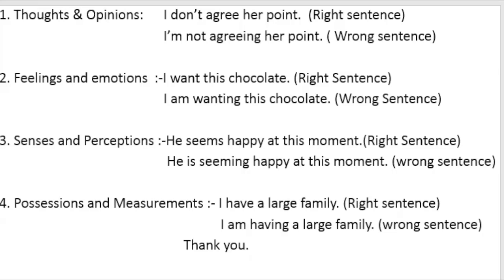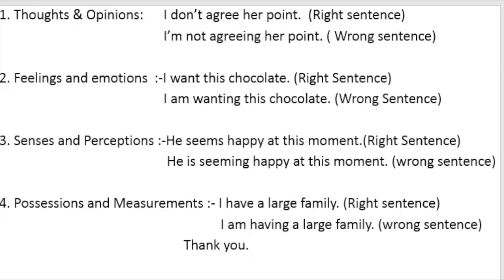Senses and perceptions. He seems happy at this moment. It's a right sentence. Seems is the state verb here. He is seeming happy at this moment. Seeming is in present progressive. So it's a wrong sentence. A state verb cannot give you a progressive sentence.